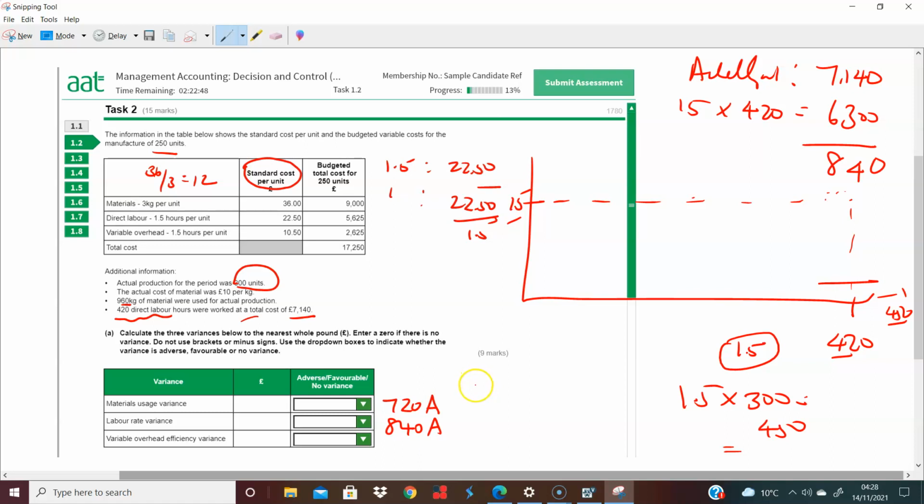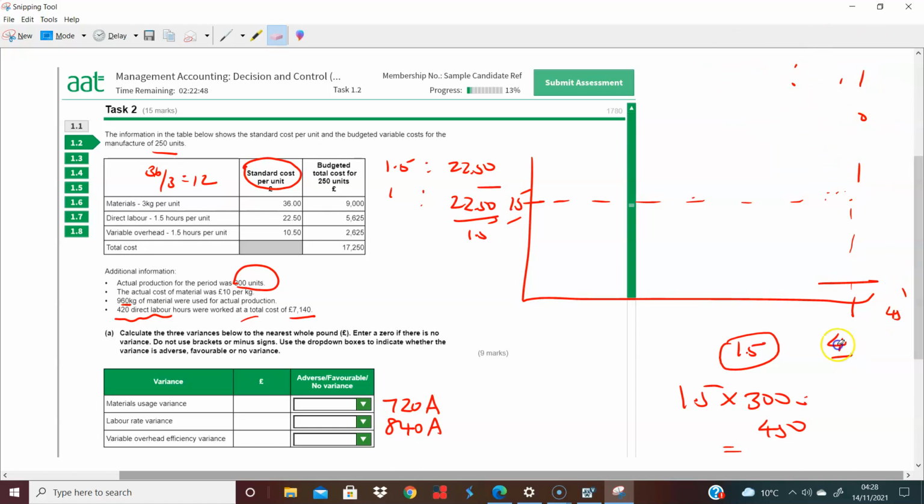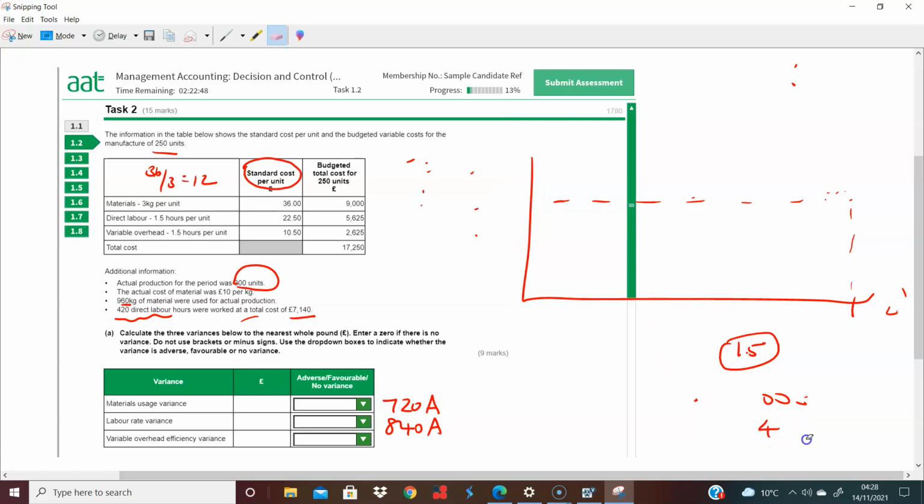Yes. And then let's do the last one. The truth is that the variable overhead does follow very much the labor. I mean, it is based on labor, isn't it, anyway? So let's tackle that as well from scratch and not just piggyback on labor. Let's take it from the beginning. So what do we have here?